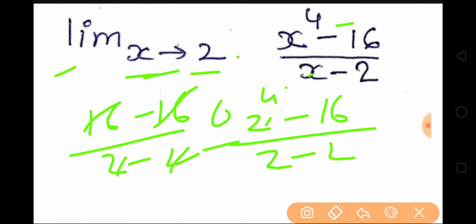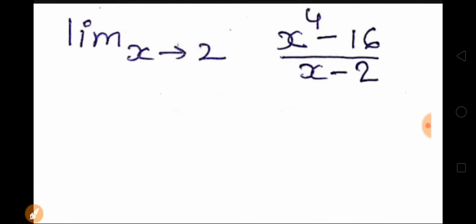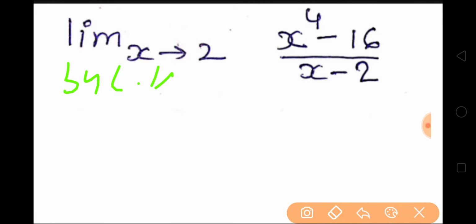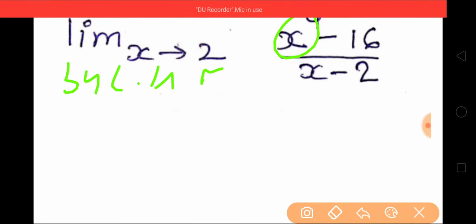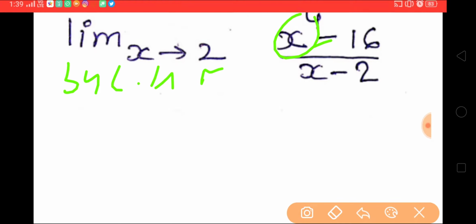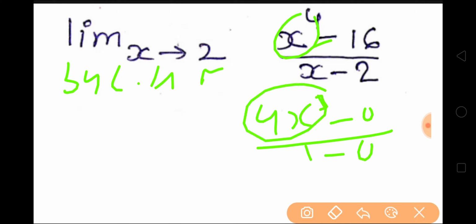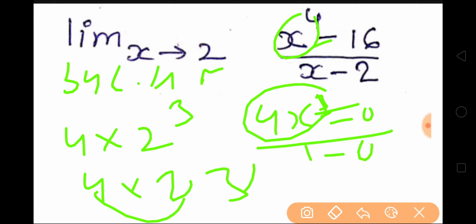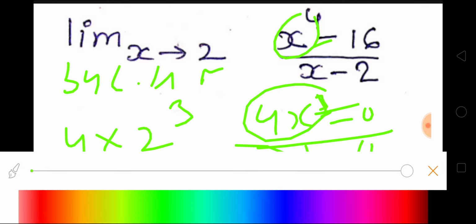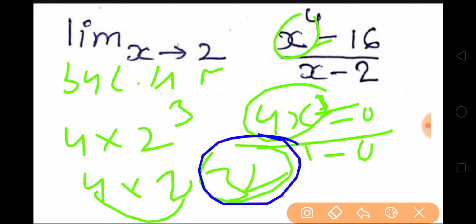So that is 0 by 0, an indeterminate form, and you have to use L'Hopital's rule in this function. By using L'Hopital's rule, you have to differentiate the upper part of this function. So that is 4x cube minus 0, and that is 1 minus 0. So using x tends to 2 in this function, that is 4 multiplied by 2 to the power 3, that is 4 multiplied by 8, and 4 eights are 32. Then the answer of this function will be 32.